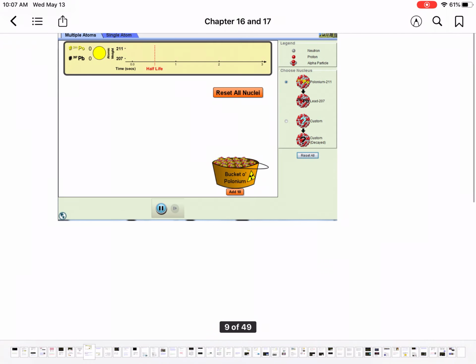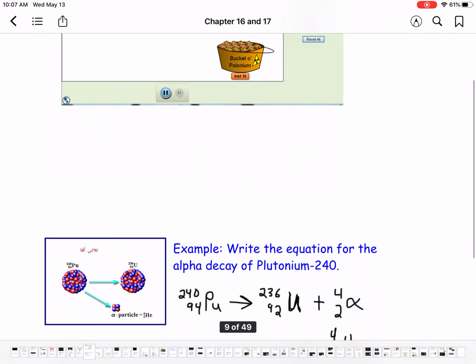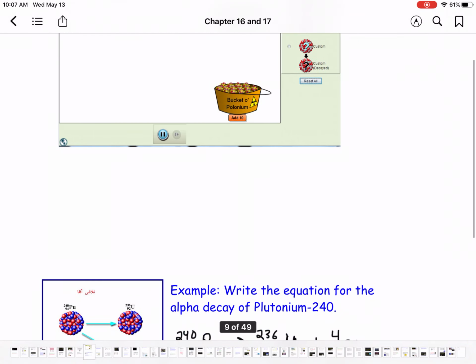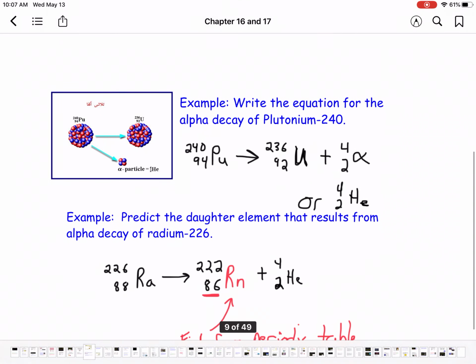Okay, so this won't work on your Chromebook as far as I remember. Okay, but you can try it on if you have a home computer. Try that, check it out.